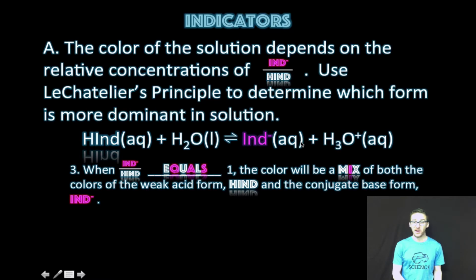Now, let's think about when that ratio is equal to 1. In this situation, you'll have a mix of both the colors of the weak acid and the conjugate base form. In terms of phenolphthalein, you're going to have a mix of colorless and pink. In other words, you mix them together, you're going to get a light pink.